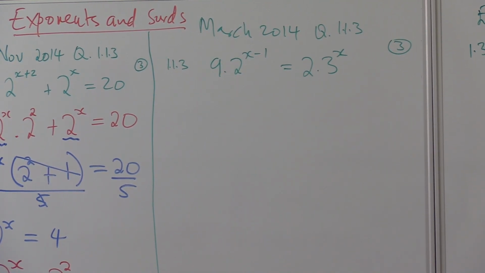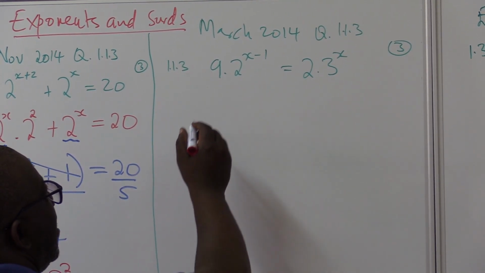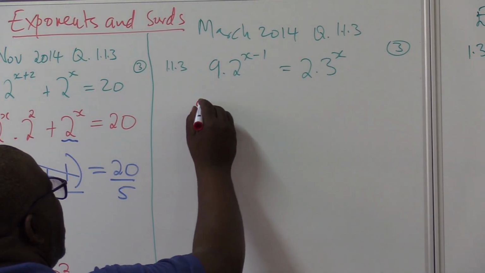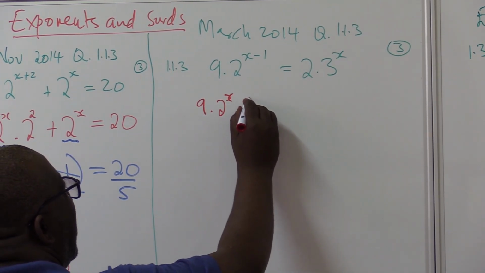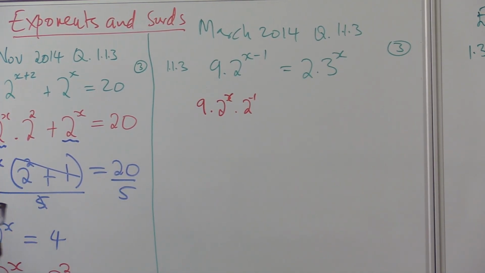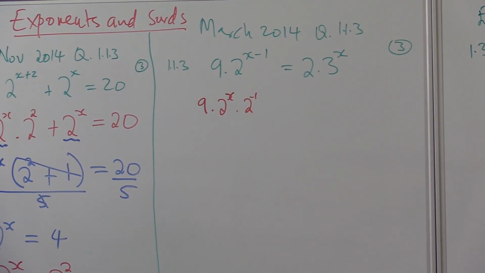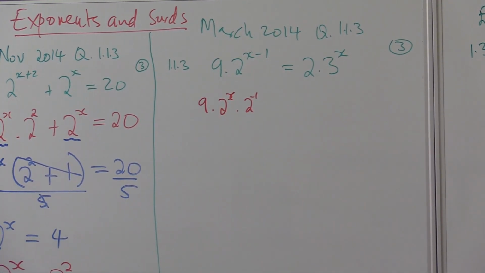3 squared, I see 3 squared. Let's just work it out. I've got 9x, okay. I've got 9 times 2 to the power x times 2 to the power minus 1. Remember, 2 to the power minus 1 is the same as half, the same as 1 over 2. I can write it like this or like that, it is one and the same thing.